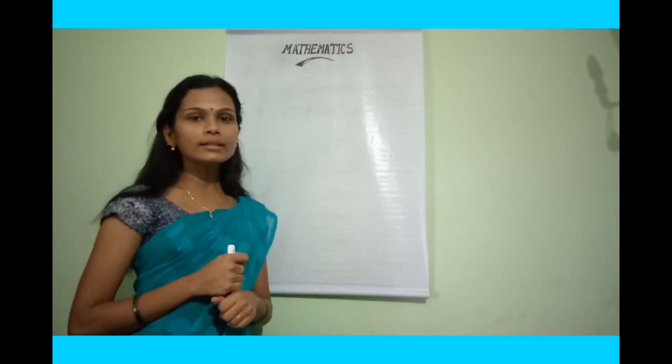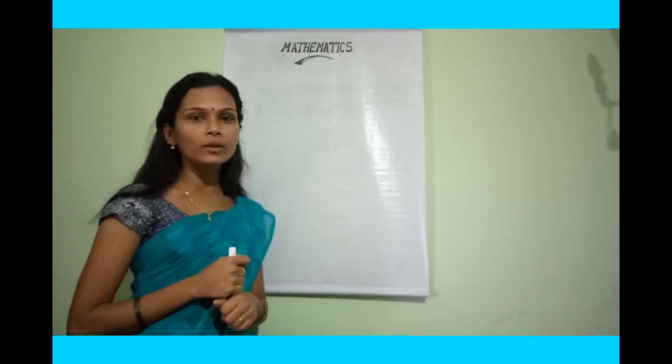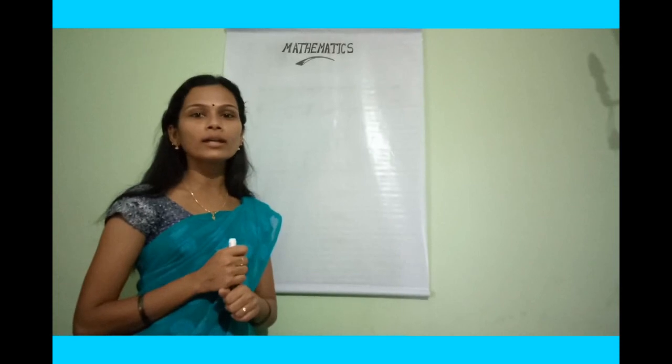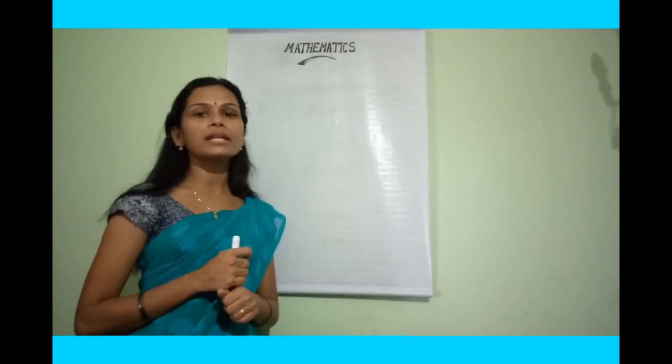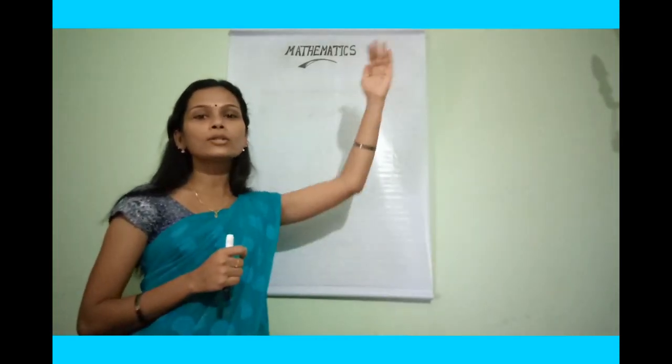So dear students, let us try some examples for descending order. What do you mean by descending order? Descending order means arranging the numbers from big to small.